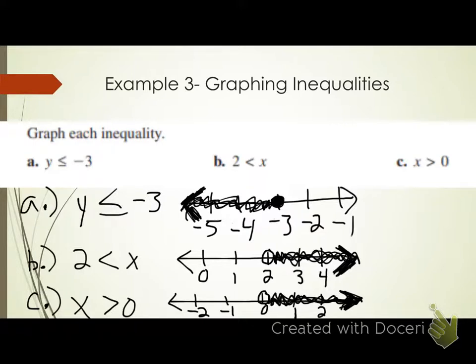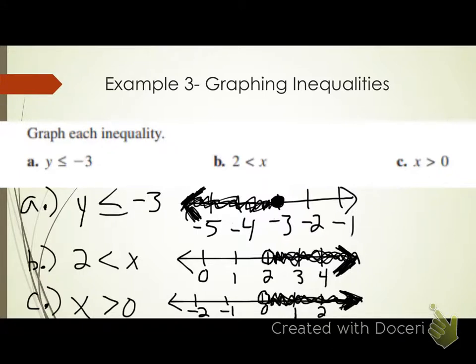Is negative 2.75 a solution here? No. It's not greater than 0. It's not in my shaded region. Would 10.2 be a solution here? Yes. It's greater than 0. It's in my shaded region. Is 0.000000001 a solution here? Yes. It's in my shaded region.